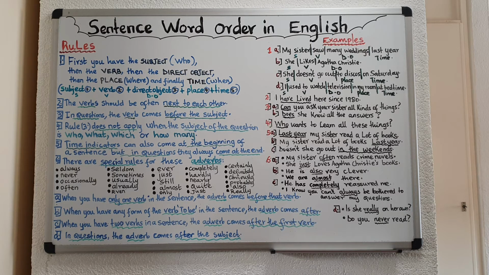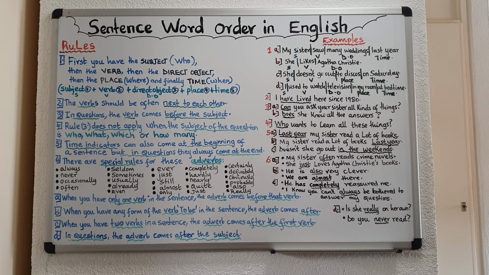Let us move on to rule number 5. Rule number 5: time indicators can also come at the beginning of a sentence, but in questions, they always come at the end. So, remember rule number 1. We said that time, that is when, that part of your sentence which answers the question when, always comes first. That is rule number 1.